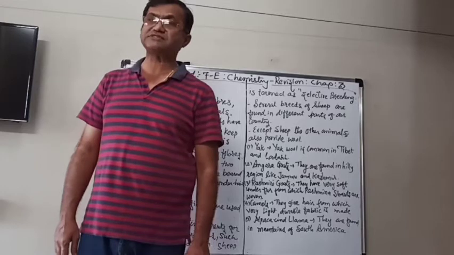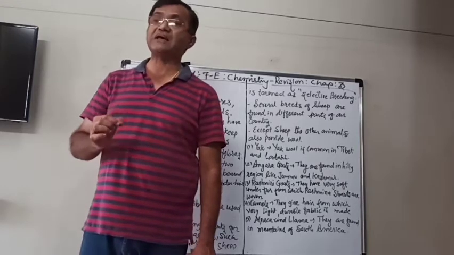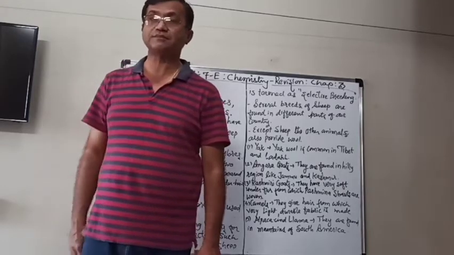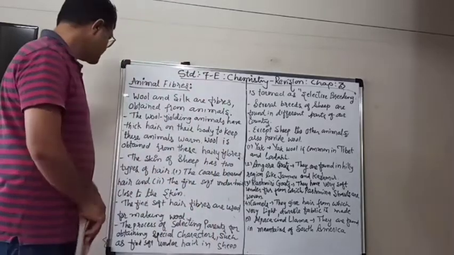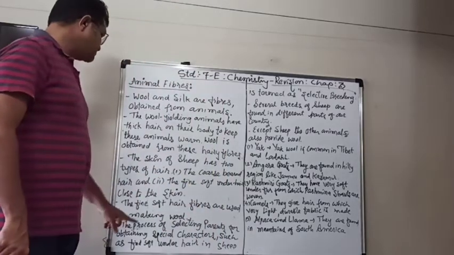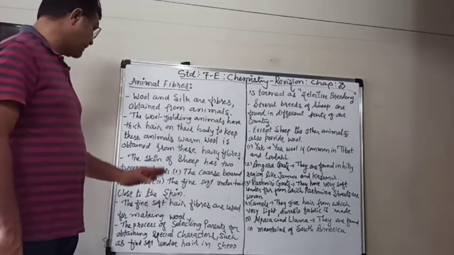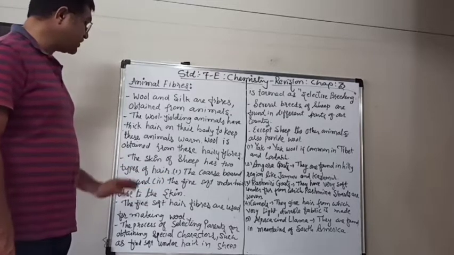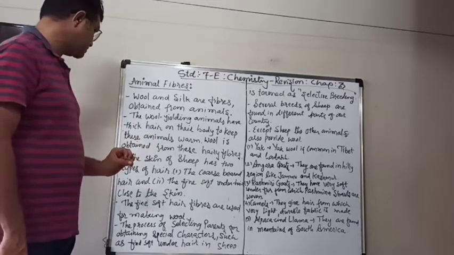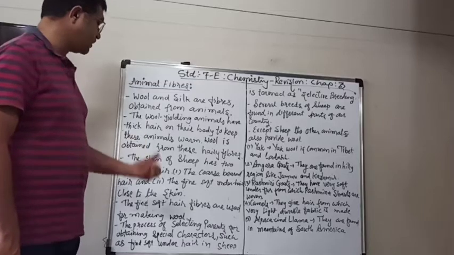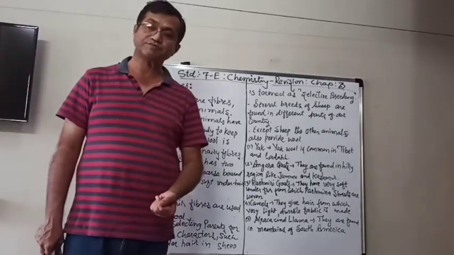And this process is known as selective breeding. So what is selective breeding? The process of selecting parents for obtaining special characters like fine, soft underhair in sheep.